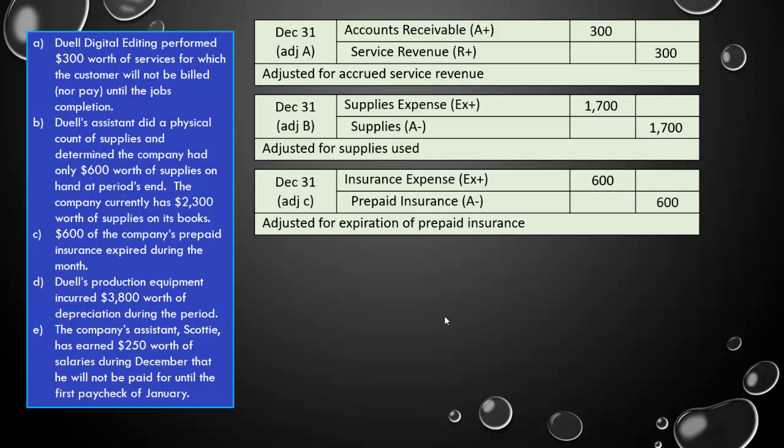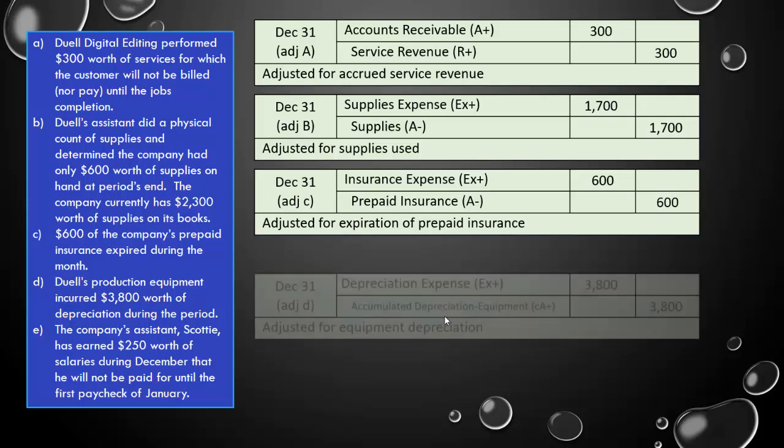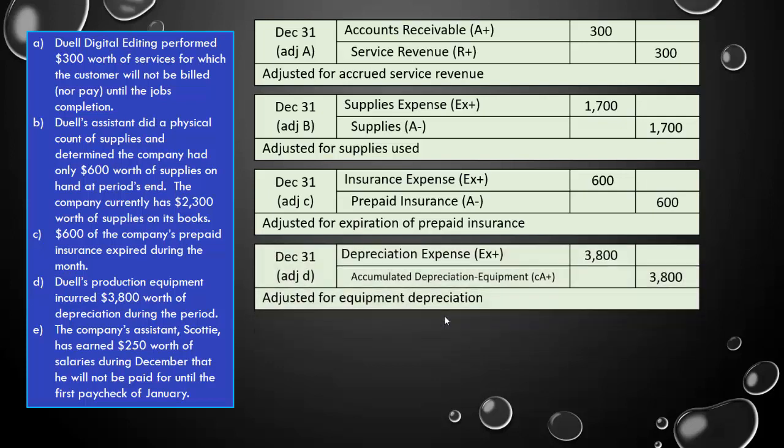In adjustment D, our production equipment is depreciating by $3,800. Well, the entry for that is always a debit to depreciation expense and a credit to that accumulated depreciation contra account. Again, we can't take it just out of equipment. GAAP says that we have to keep a separate account tied to it that shows how much value the equipment has lost over time. That is our accumulated depreciation account.